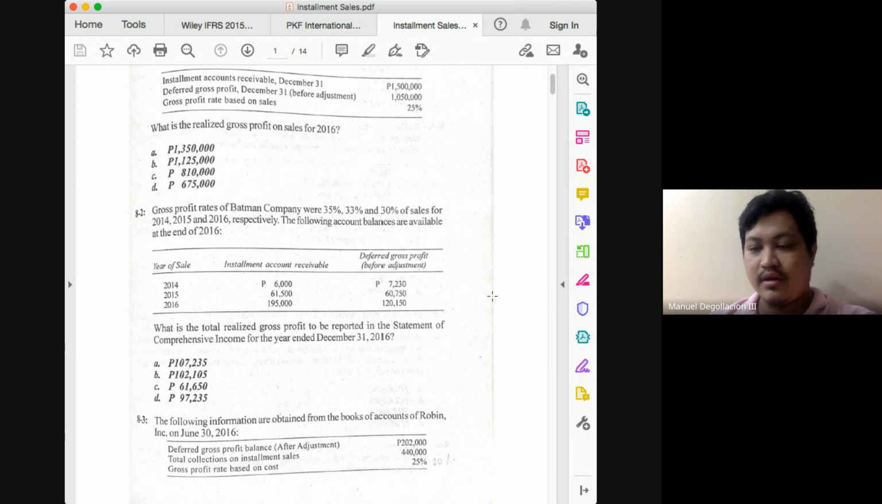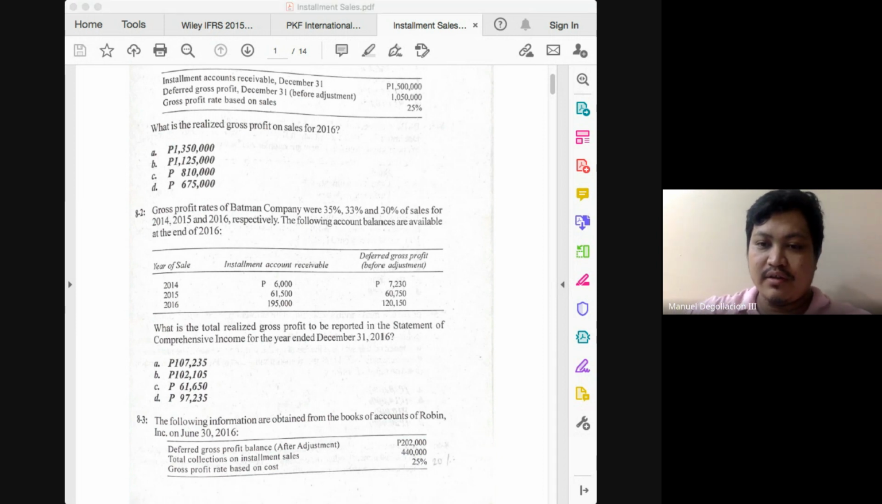Okay, and do the same for your 2016 transactions. You will have 195,000 times 30%, the applicable gross profit rate for 2016 transactions. And that will give you 58,500. And 58,500 should be the ending balance or the adjusted balance of your DGP. And considering the unadjusted balance of your DGP for your 2016 transactions is 120,150, that means the realized gross profit for the year for your 2016 transactions is 61,650.